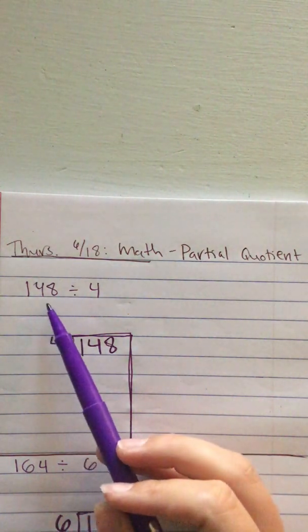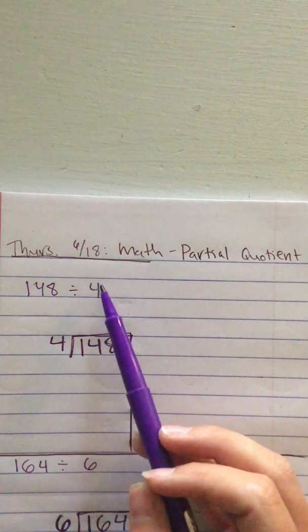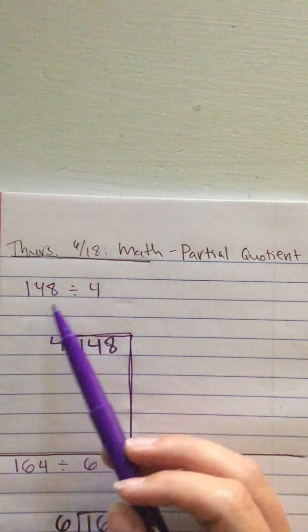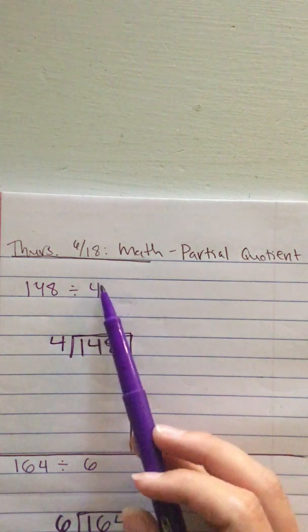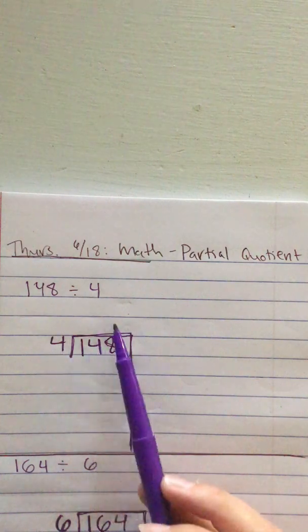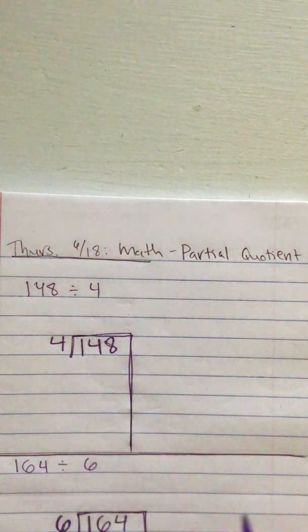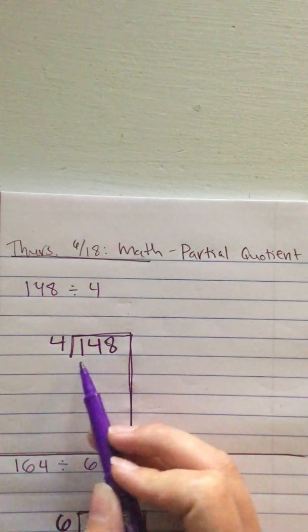So we have 148 divided by 4. So my dividend, the bigger one, is in the house, 148. And my divisor, 4, is outside. Because I want to think 4 times what gets me 148. Okay? So how we do partial quotient is, well, we look and see what the place value is.